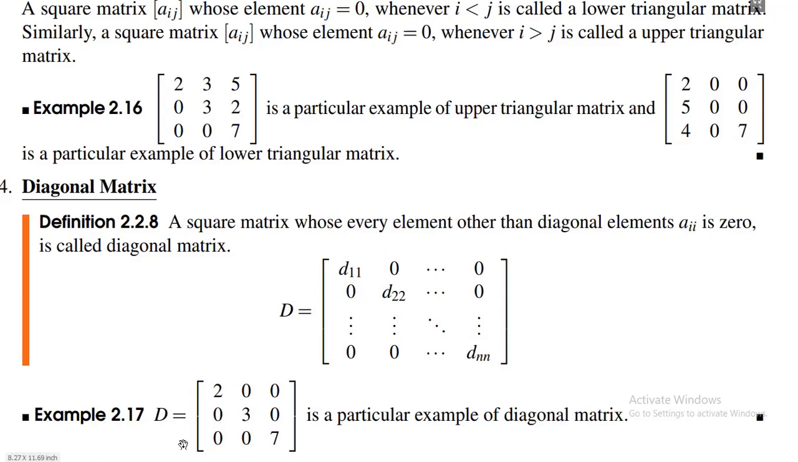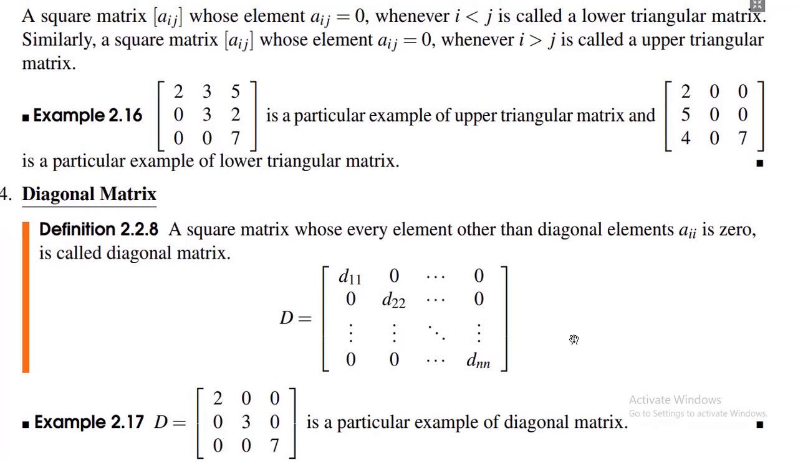For example, matrix D is given as 2 0 0, 0 3 0, 0 0 7. That means this matrix is an example of a diagonal matrix. Why? This matrix is a square matrix, plus all entries except those main diagonal entries are 0. Or in other words, this is a square matrix and all non-diagonal or off-diagonal entries are 0. So this matrix is what? A diagonal matrix.